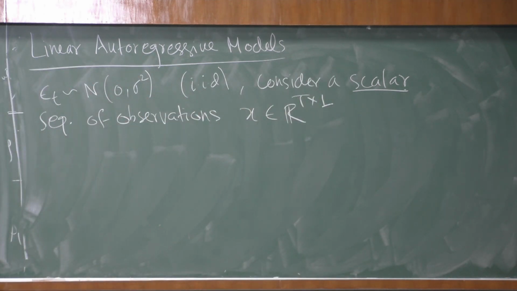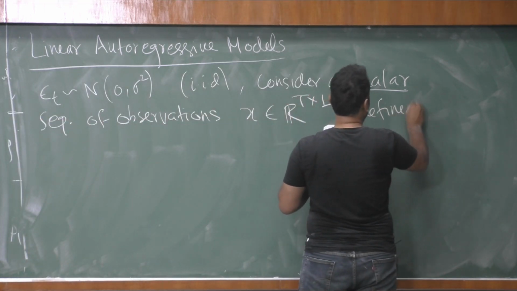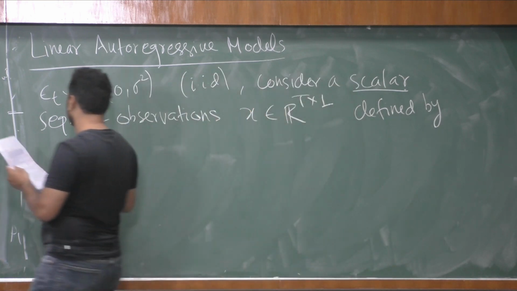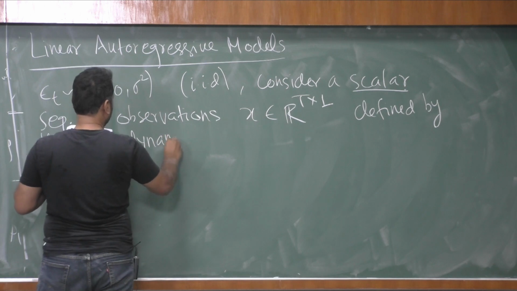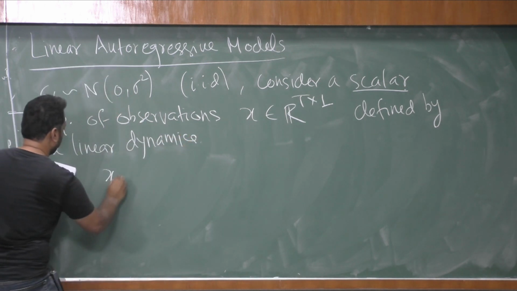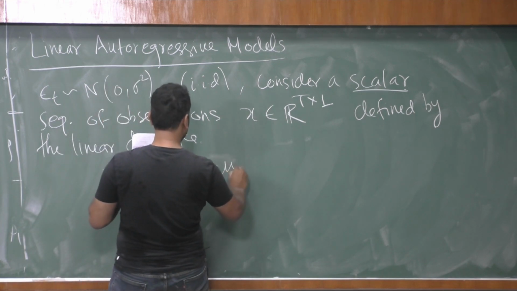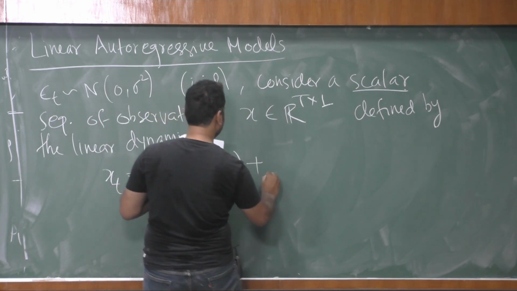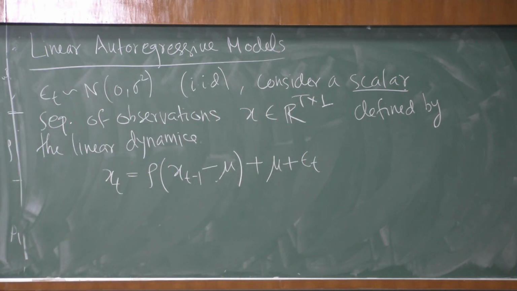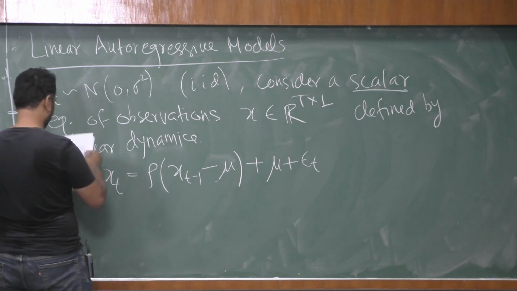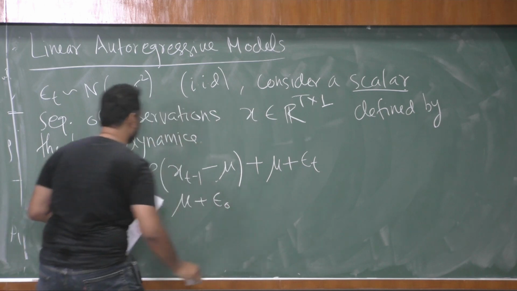And let us say this is defined by, so we are starting from something simple, the linear dynamics. So let us say xt is rho times (xt minus 1 minus mu) plus epsilon t, and x1, the first one, is defined to be mu plus epsilon naught.